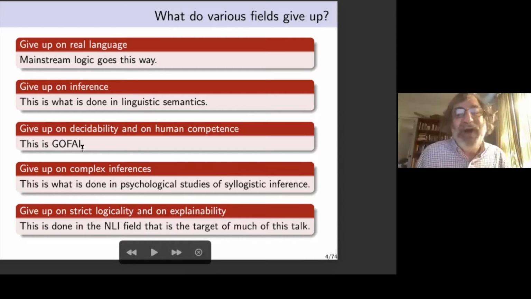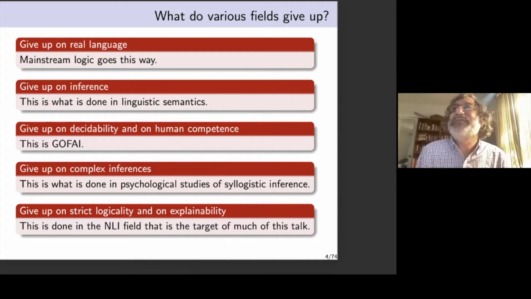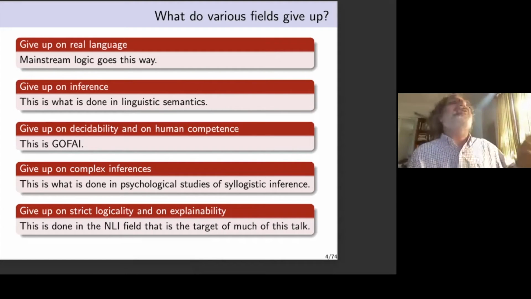Good old-fashioned AI, the next one, gives up on trying to do anything in a decidable system. It formulates things in first-order logic. I have a kind of prejudice against undecidable logical systems for this particular project. And good old-fashioned AI also gives up on any human competence. But it does have something to say about inference.